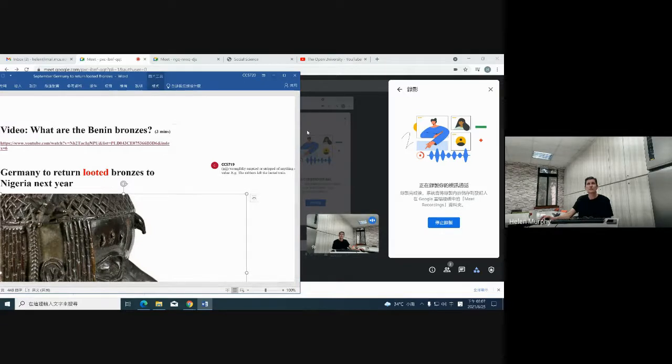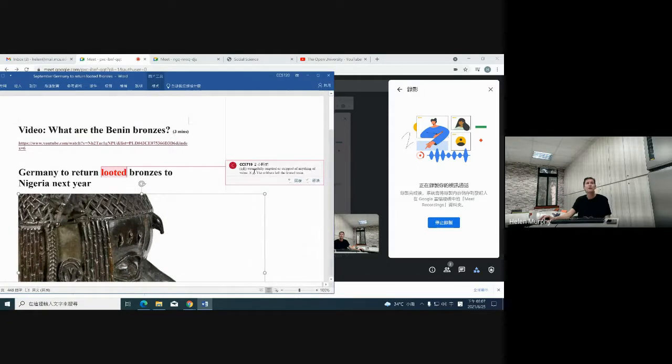Okay, so I'll just make this a little bit bigger because I want to make sure we can see everything. Yeah, okay. So what I've done is just highlighted some terms in the text that we will discuss now in a little bit more detail. Okay, so the idea being that Germany is going to return some of these bronzes to Nigeria next year. So Benin was the kingdom in Africa that is now part of Nigeria.